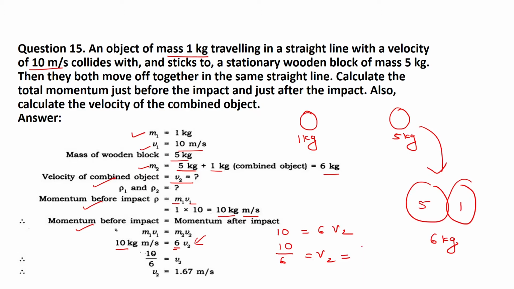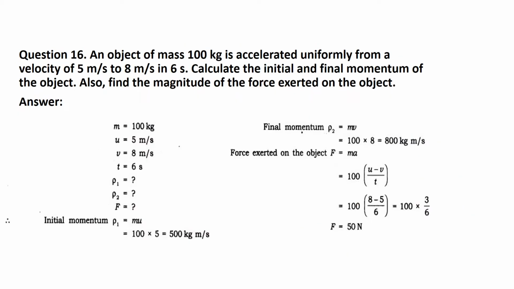Now question number 16. An object of mass 1000 kg is accelerated uniformly from a velocity of 5 meter per second to 8 meter per second in 6 seconds. Calculate the initial and final momentum of the object. Also, find the magnitude of the force exerted on the object.